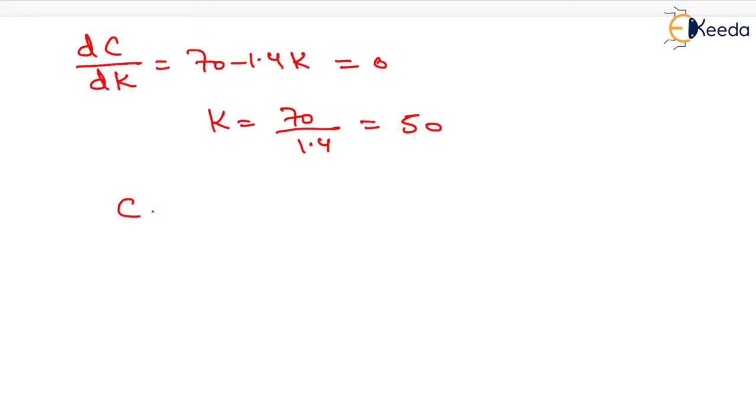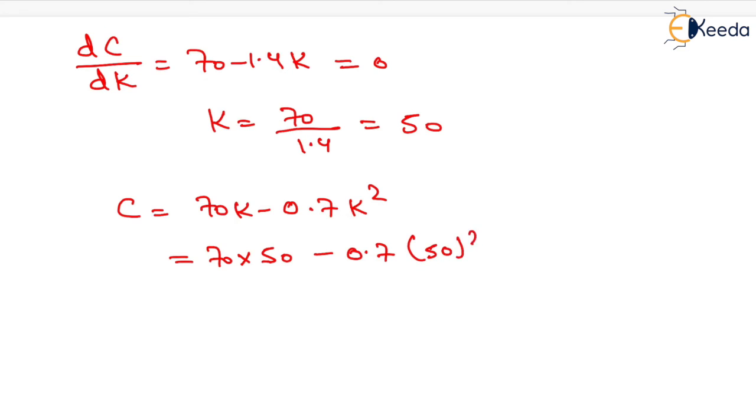Now for finding the capacity, the formula will be equal to 70K minus 0.7K square. Now we need to put the value of K here, that is 70 into 50 minus 0.7 into 50 square. After solving this, we will have the value of capacity equal to 1750 vehicle per hour. That will be the value of capacity.